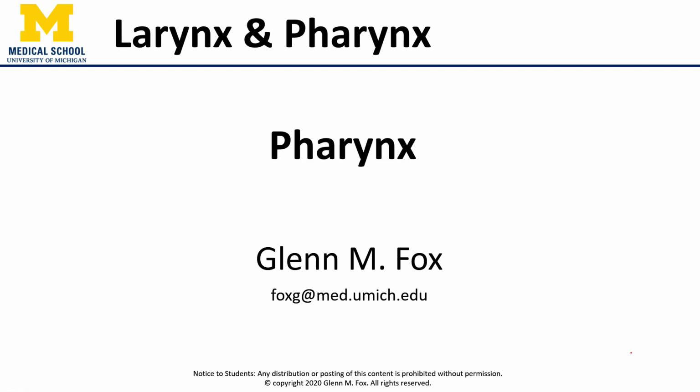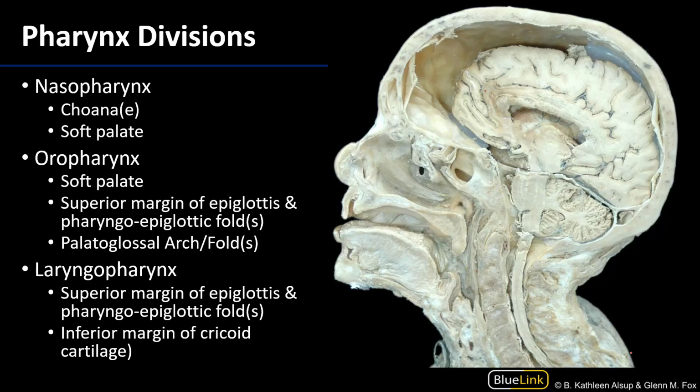Hi, let's talk about the pharynx. So the pharynx has three major divisions. There's the nasopharynx, which is contiguous with the nasal cavity. There's the oropharynx, which is contiguous with the oral cavity.